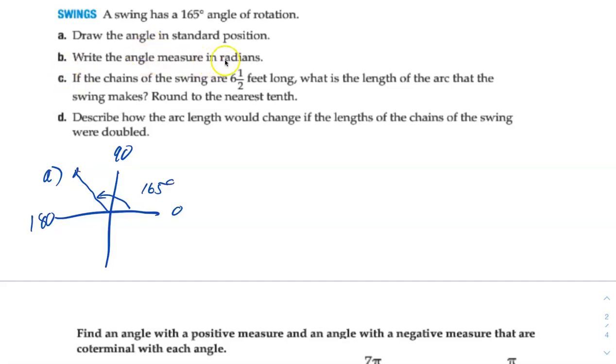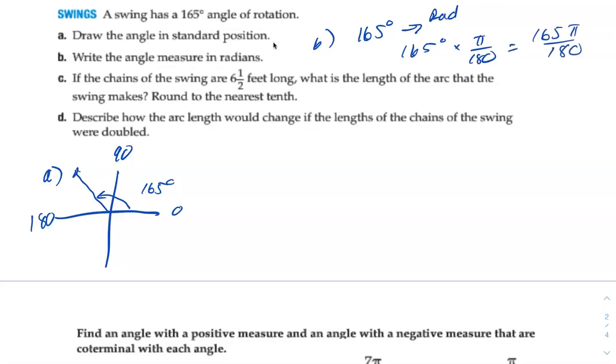Write the angle measurement in radians. So now they want me to convert it. I'll do B right here: 165 degrees to radians. Remember, I just think about it like this: I don't have the pi for radians, so I need to get the pi, so put it on top, over 180. So I get 165 pi over 180. So there we go. I'll probably put that in decimals if I want to.